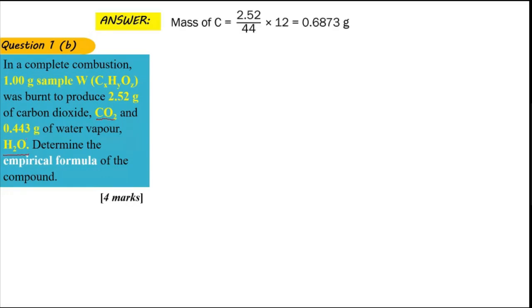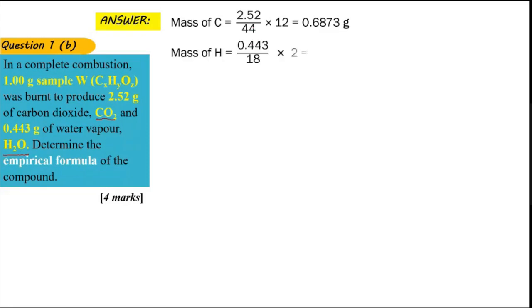So mass of carbon using carbon dioxide data, 2.52 divided by 44 means you are converting it to mole of carbon dioxide. And in 1 mole of carbon dioxide, there's 1 mole of carbon, which is 12 gram. So 2.52 divided by 44 is the mole of carbon dioxide. Multiply by 12 gram per mole, you get the mass of carbon. That means 12/44 is a fixed ratio of carbon to carbon dioxide.